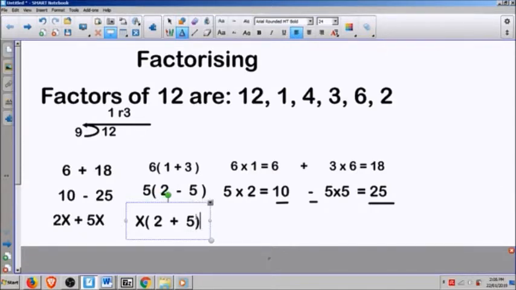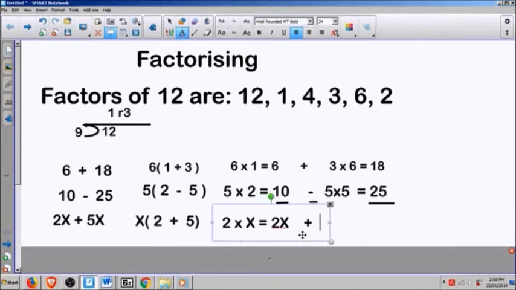So now, let's expand that to make sure we're right. X times 2, as you know, is 2x, plus x times 5, 5x. 2x plus 5x. Lovely.